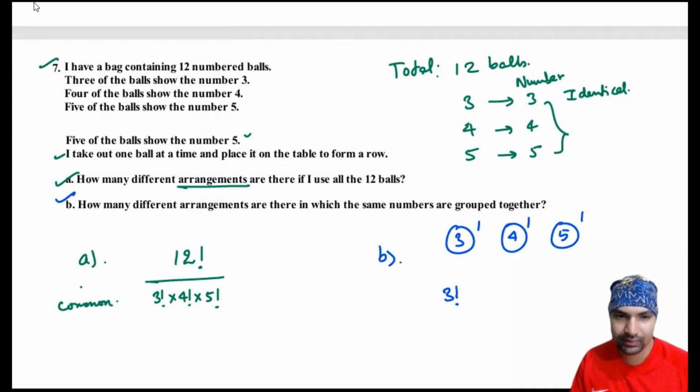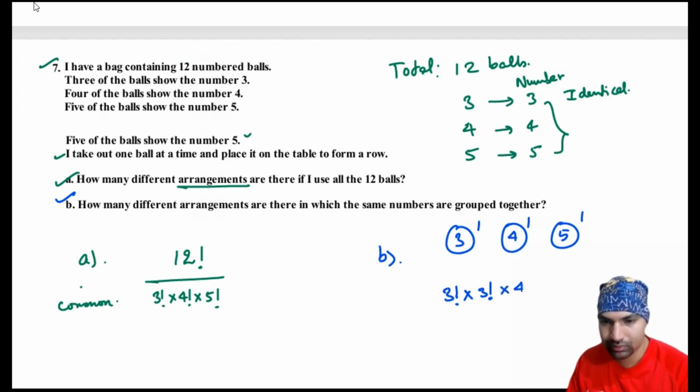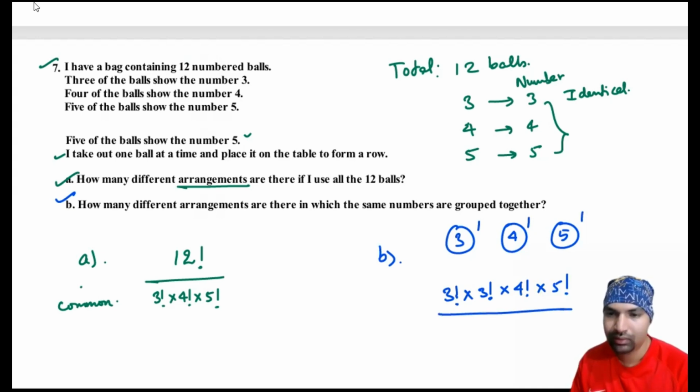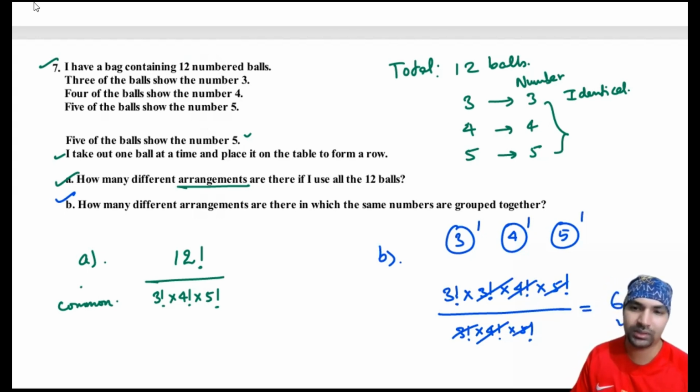As a group, they are different. As individuals, these 4 are identical, these 5 balls are identical, similarly 3 balls are identical. Now, they themselves can be arranged in 3 factorial ways, 4 balls in 4 factorial ways, multiplied by 5 factorial ways, because individually they can be arranged in these ways. Divided by what is common, since 3 balls are identical and 4 balls are identical, we just divide by the common elements. As you can see, these 3, 4, 5, 3, 4, 5 cancel out. You only get 3 factorial, which is 6. So 6 arrangements are possible.